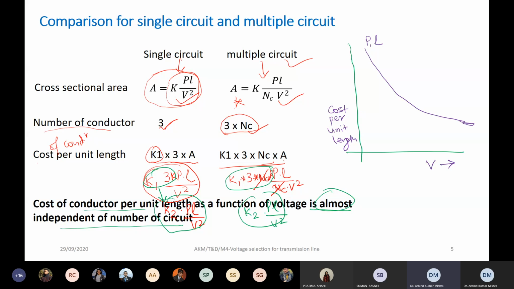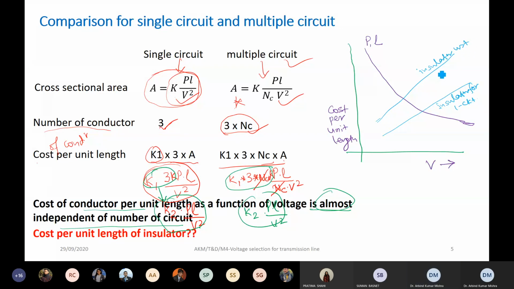So the insulator cost for the single circuit, as we had discussed, is this. Then for the multiple circuit, it may be something like that. So this is the insulator cost for NC number of circuits.